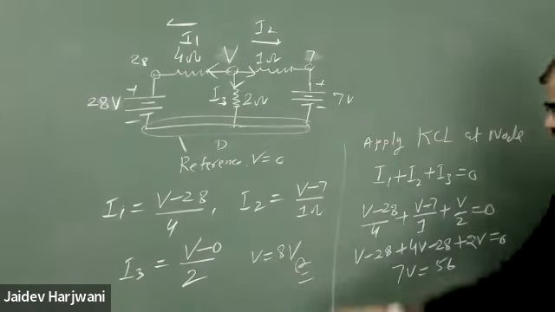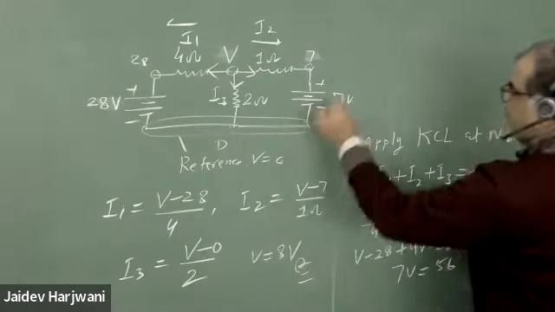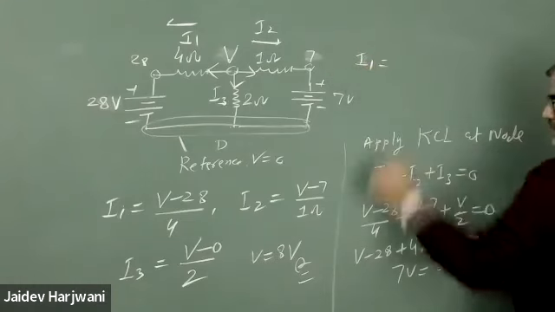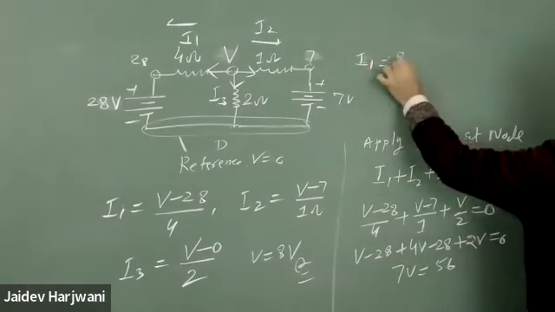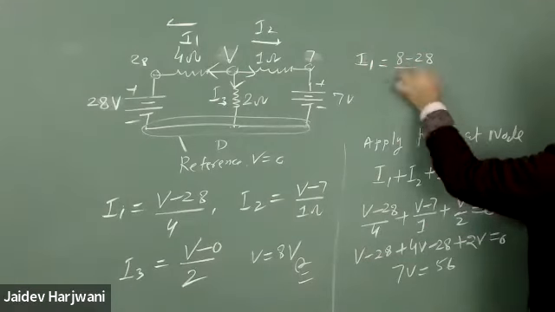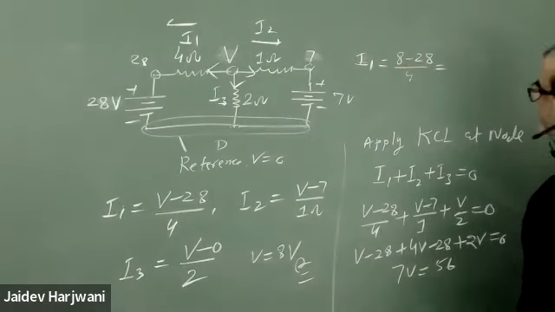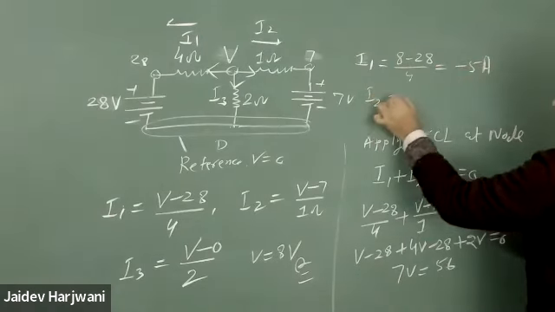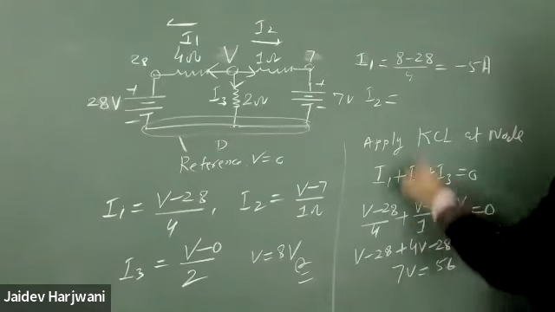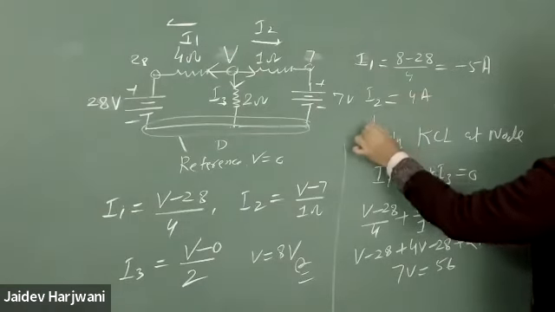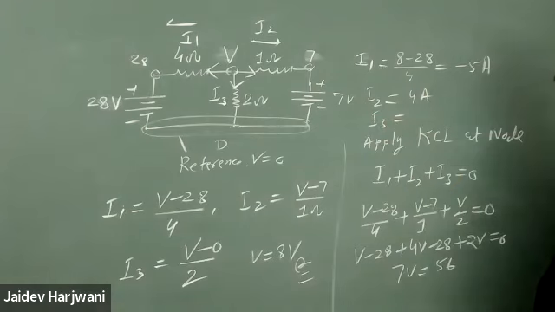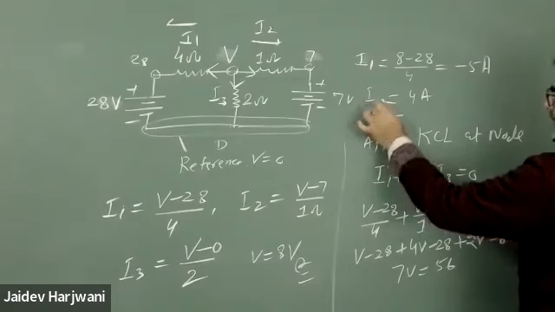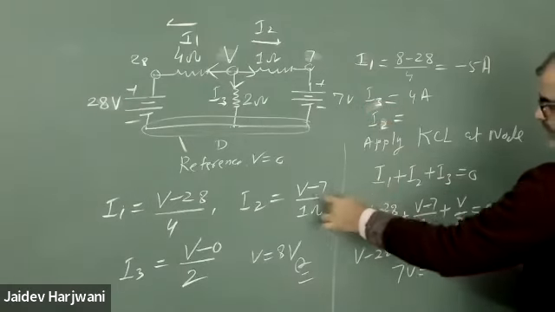Now once you know V = 8 volt, you can find your currents. Suppose I want to find the current I1. Current I1 will be (8 - 28)/4. This becomes 20 upon 4, minus 5 ampere. I2 will be (V - 8)/2, which is 4 ampere. And I3 is, how much? I3 is 4 ampere, and I2 is 1 ampere.